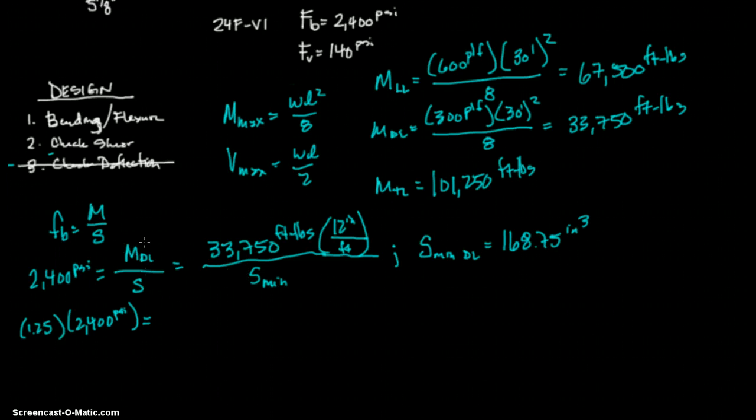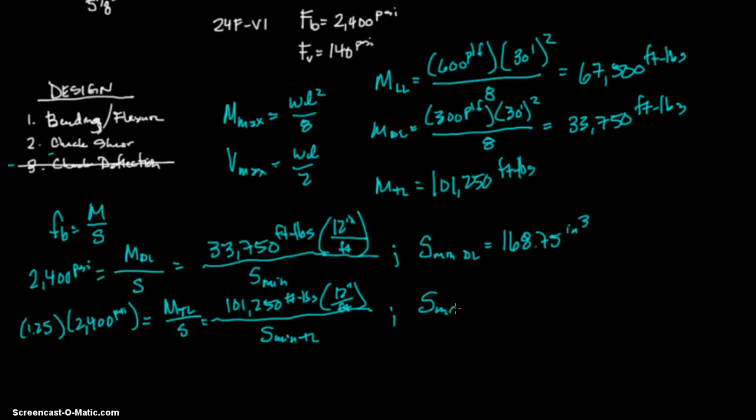So let's continue. Then you want equals M live. M total loads, excuse me. Go ahead and erase that. M live load plus dead load, which is total load, over S. And we want to put that up there. 101,250 foot-pounds. We want to change it to inches. Then S min TL, we'll call it. Solve for it. Excuse me, S min TL. And that equals 405 inches cubed.